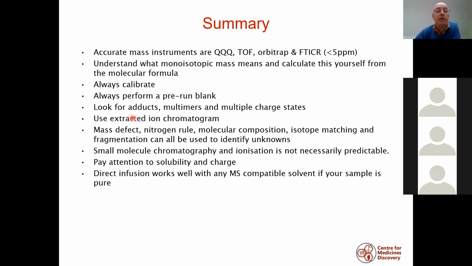When you're analyzing your spectrum, you're going to be looking for adducts, typically sodium adducts. You can be looking for multimers. You may also expect multiple charge states, so we've seen how to spot those. I've shown you how to use your extracted ion chromatogram. And then for identifying unknowns, we can use a number of tools. We can use the mass defect. We can use the nitrogen rule. We've got the molecular composition from the accurate mass. We have the option of using isotope matching, and we also have the option of fragmentation.